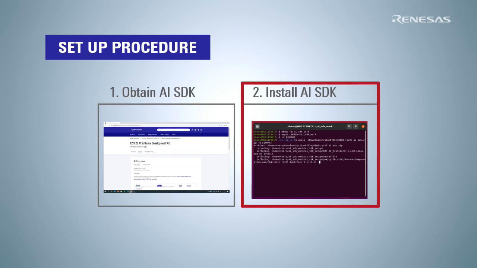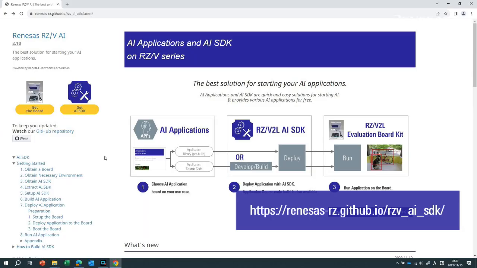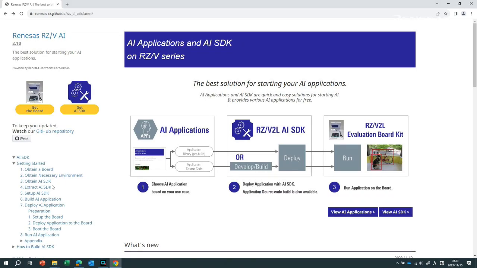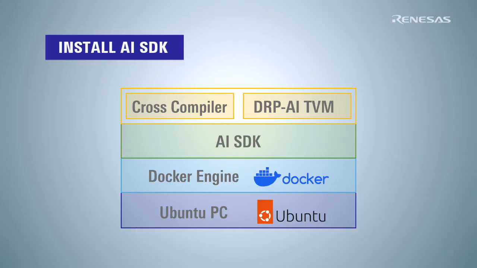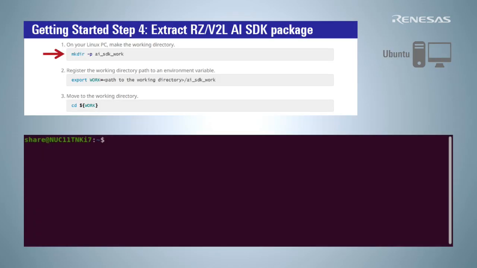Next, install AI SDK. The commands can be accessed from the Renesas RZ AI web pages like this. Please see here on Getting Started. AI SDK is installed on top of the Docker engine as shown in the picture. Let's install AI SDK.